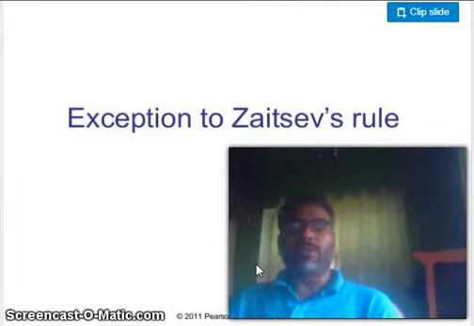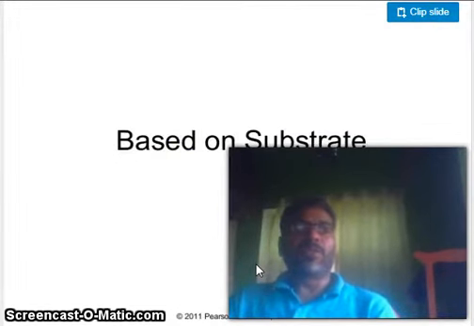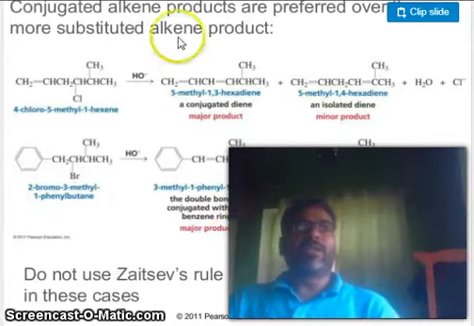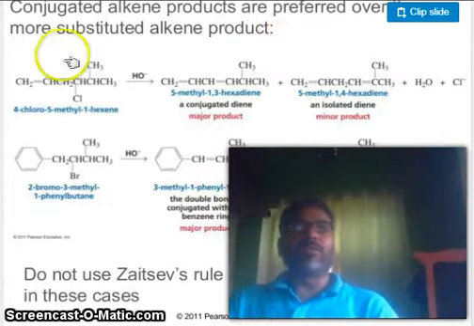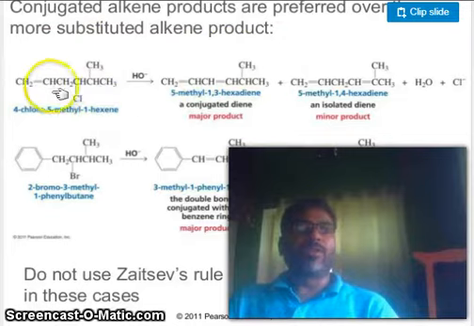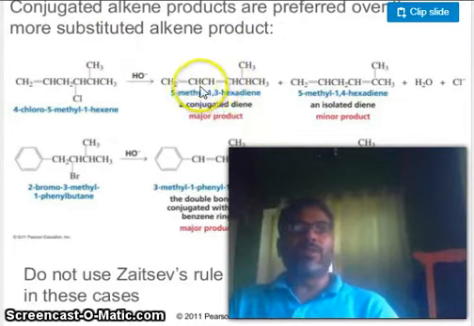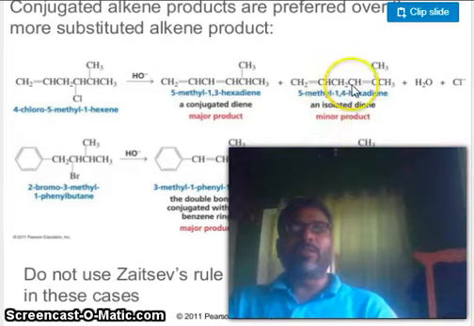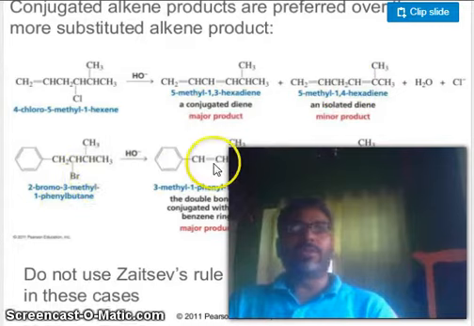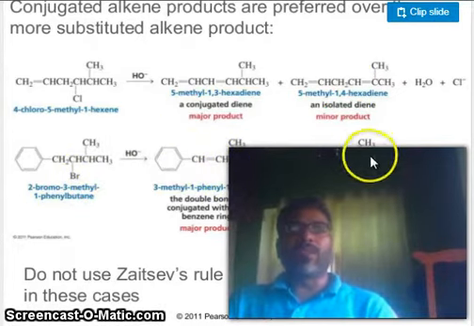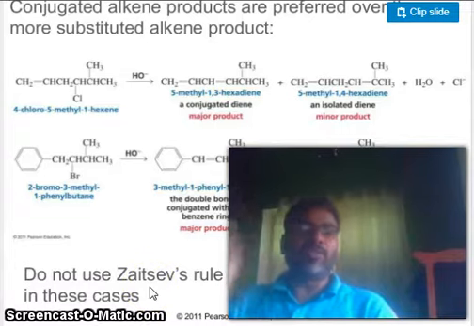Now exceptions to Zaitsev's rule. What are the exceptions? Based on the substrate, conjugated alkene products are preferred over more substituted alkene products. So you see this is a double bond. It undergoes an elimination reaction forming these products, the major product, and this is an isolated diene because the double bonds are not in conjugation. Now you have this reactant, it gives these products, and the minor product is in conjugation. So do not use Zaitsev's rule to predict the major product in this case.